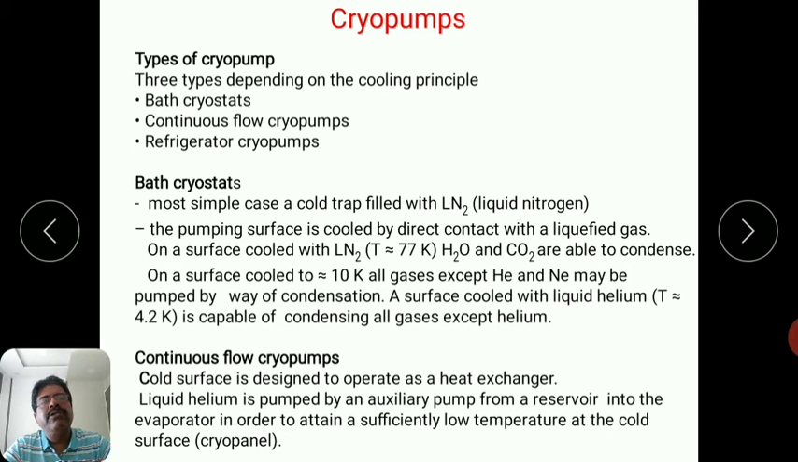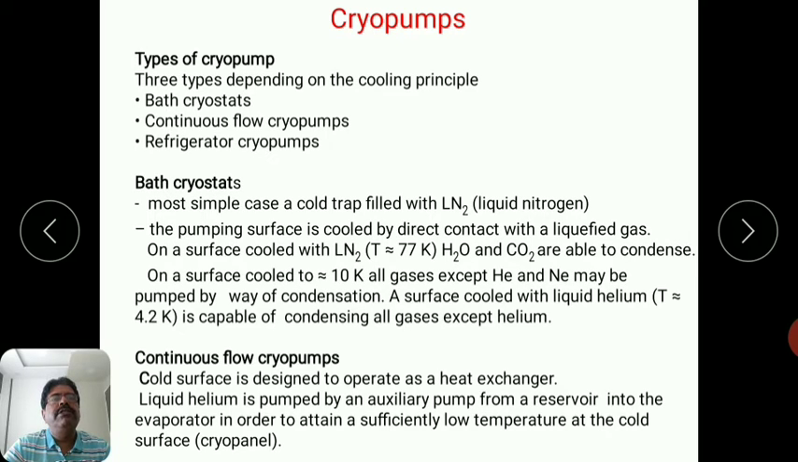So let us go now to the actual types of cryopumps. Basically there are three types of cryopumps. What are these three types? Based on the cooling principle, we have three types: bath cryostats, continuous flow cryopumps, and the third one, refrigerator cryopumps. The first two types are not much used nowadays. The third type, refrigerator cryopumps, are effectively used nowadays. Therefore we shall just see the introduction of the first two types, and we shall see the actual working of one of the refrigerator cryopumps.